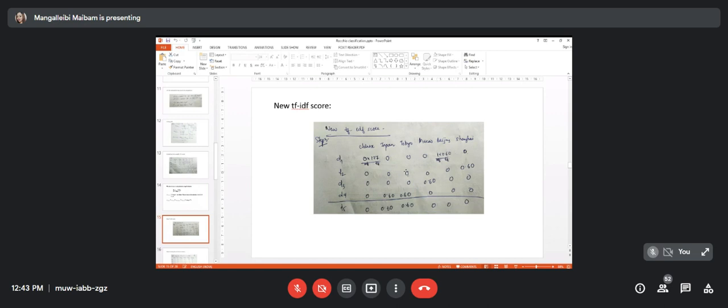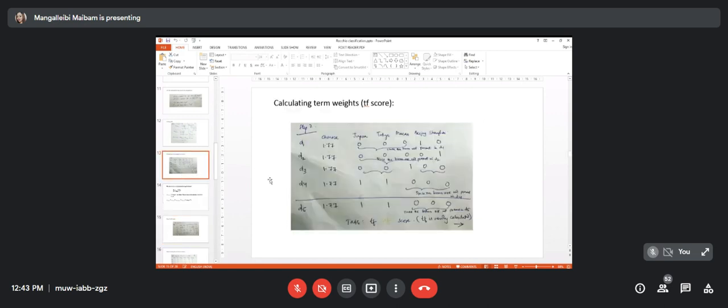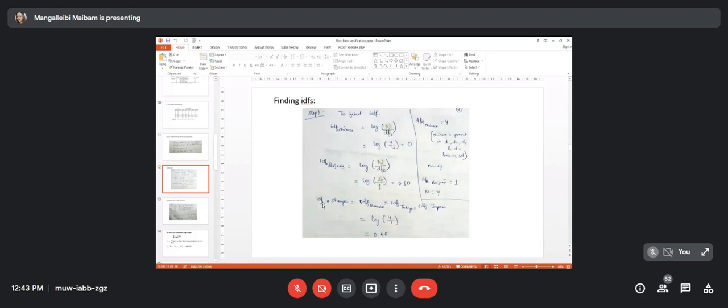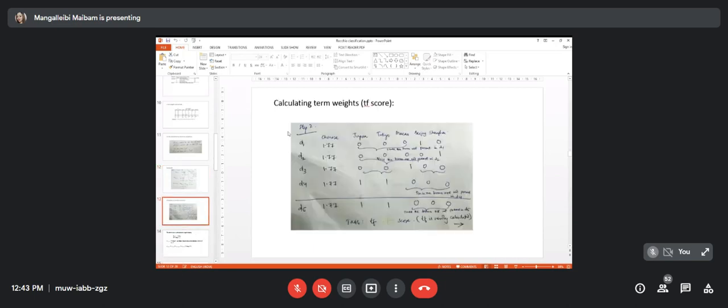One second, for Beijing let us check once again. IDF is 0.60. Okay, IDF is 0.60 and TF is 0 in D1.